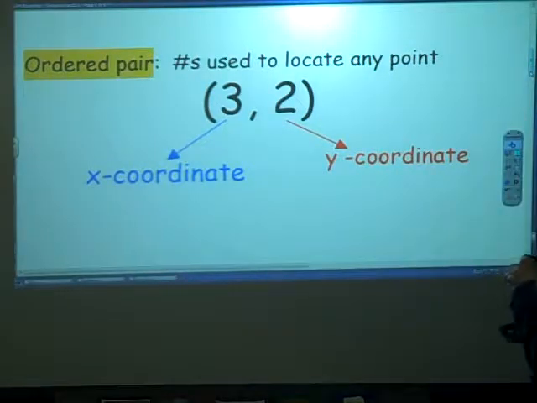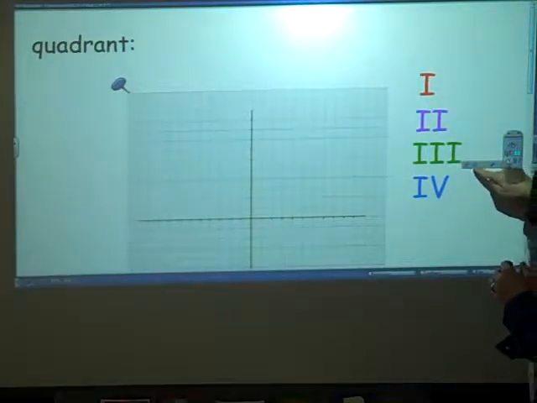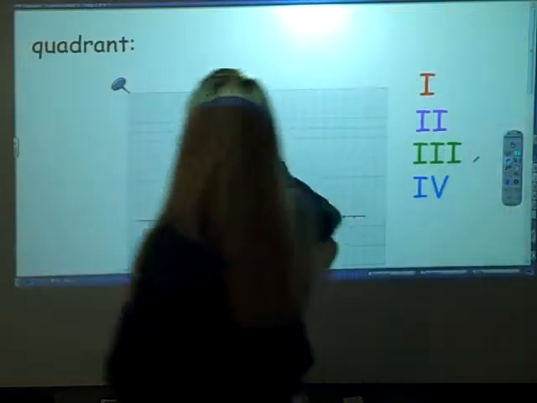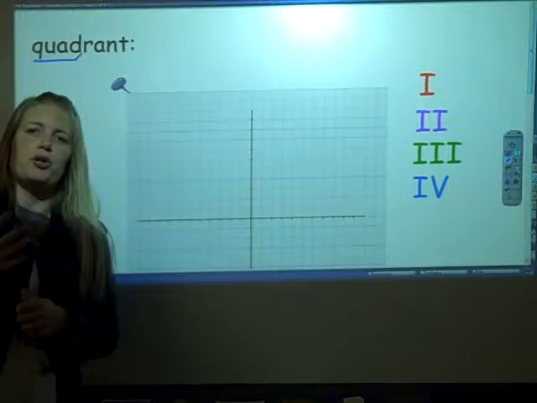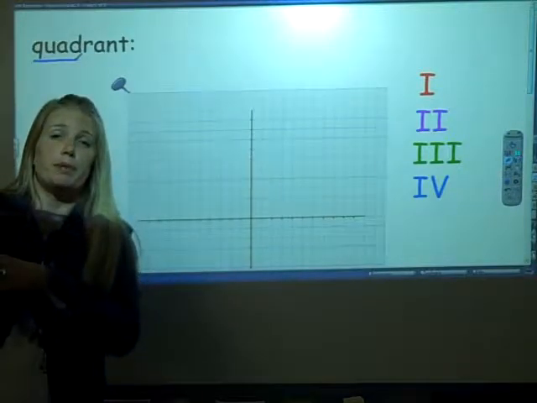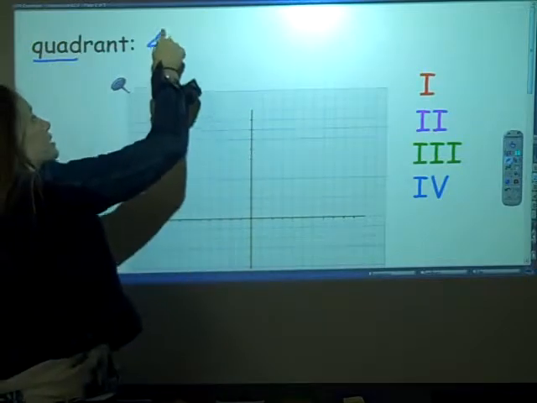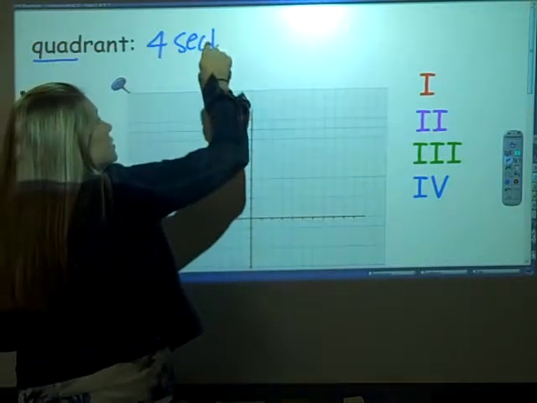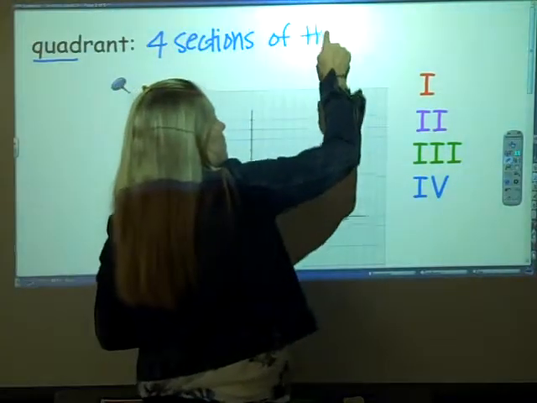One more piece of vocabulary, and then we will move on to some problems. The next piece of vocabulary is a quadrant, and the quadrants are the four sections on the coordinate plane. Quad, for those of you who maybe ski or snowboard, a quad is like a lift that takes 4 people up. Quad is 4, so it's the 4 sections of the coordinate plane.